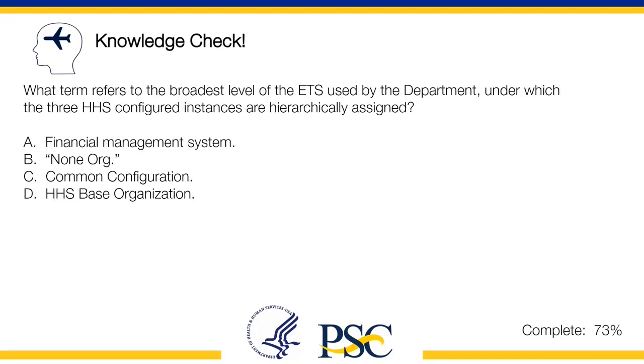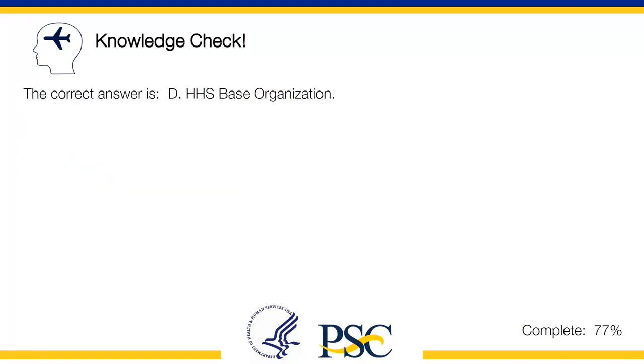What term refers to the broadest level of the ETS used by the department, under which the 3 HHS configured instances are hierarchically assigned? A. Financial Management System. B. NUNORG. C. Common Configuration. D. HHS Base Organization. Pause the video, consider your response, and then resume to learn the answer. The correct answer is D.